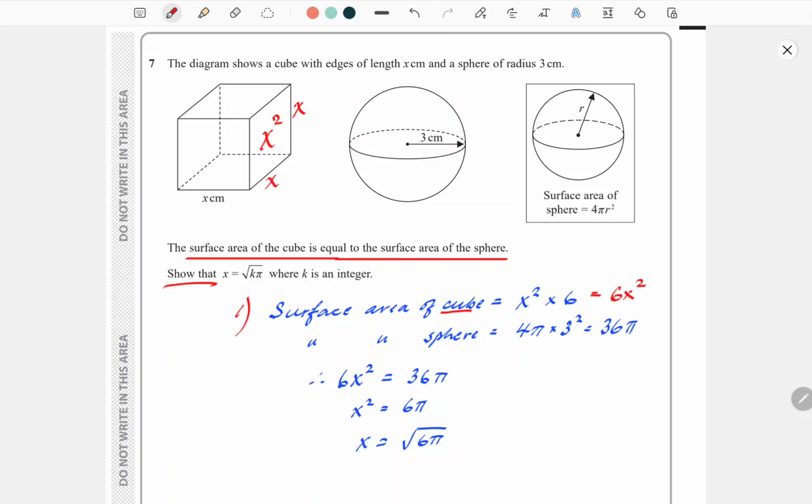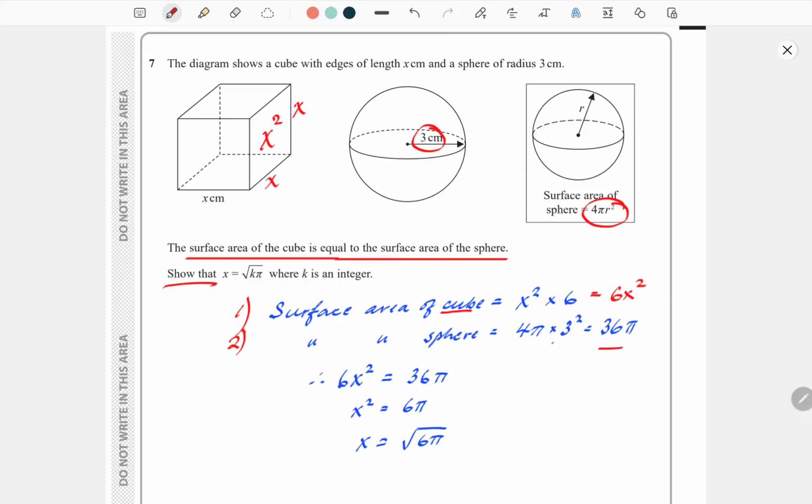Then the surface area of the sphere, with radius 3. Make sure you note the radius there, not the diameter, the radius. Very common mistake. The surface area of a sphere, which they've given you, so nothing to look up there, is 4 times pi times r squared, and 9 times 4 is 36 pi. So that's fine there.